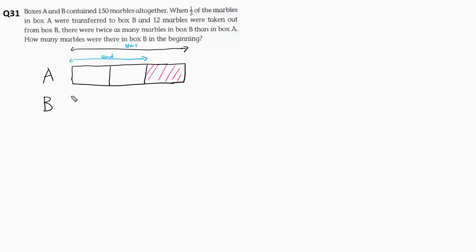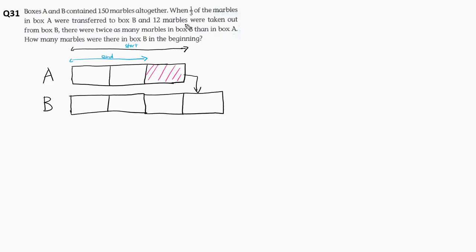What's going to be twice as many? Well, in the end, there's that many in A. That's these 2 equal sized parts. That means there must be 2 more equal sized parts. And this is where the marbles from A went. So this is what B has in the end.